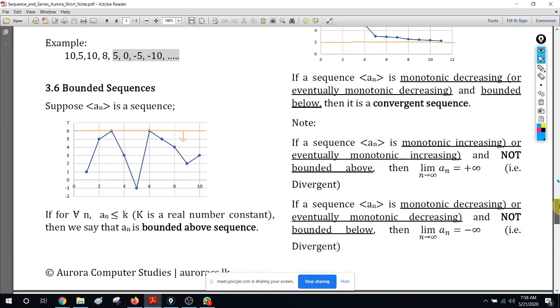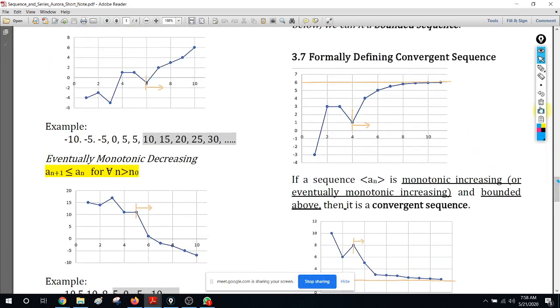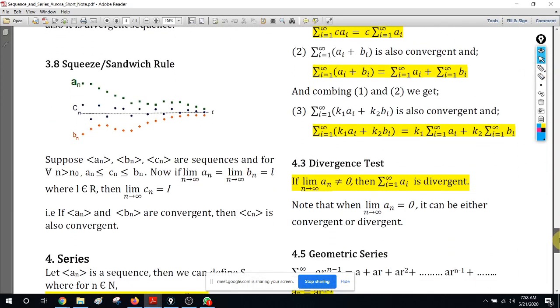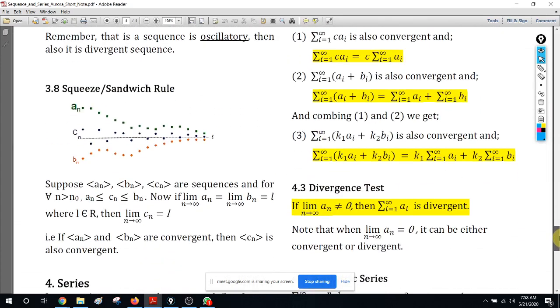Divergent sequence means either it keeps on increasing forever, then it is going to be plus infinity, or it keeps on decreasing forever, that is minus infinity. There is a third possibility, that is oscillatory, something like this. Then we don't know exactly what the value is, it can be this or this, therefore we call it divergent in that case. So now you can define it in more formal mathematical terms as well, right? So that is very important when it comes to sequences.